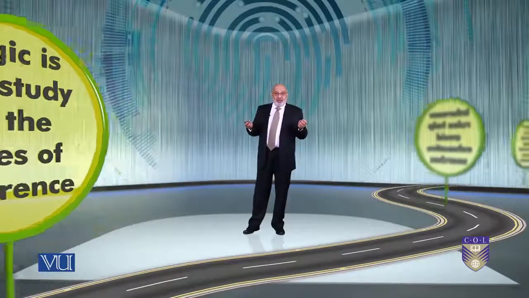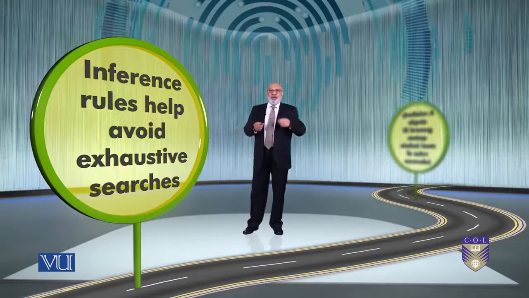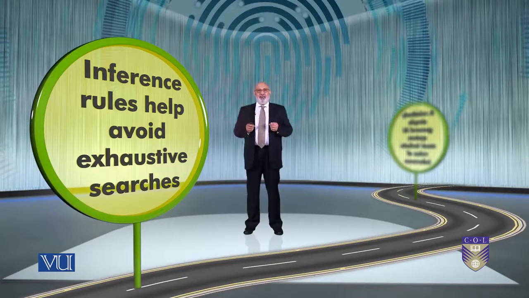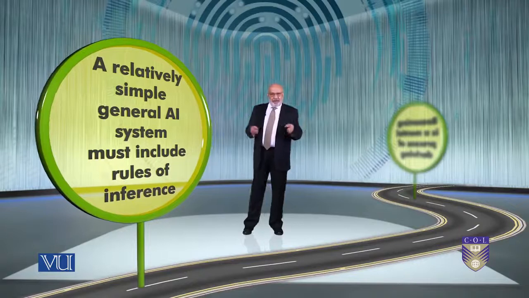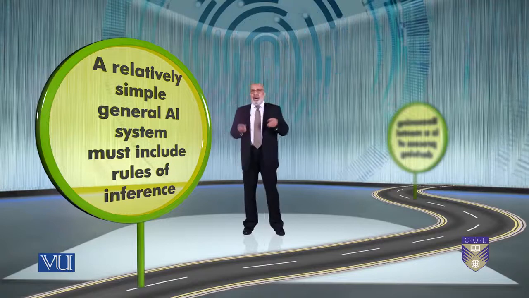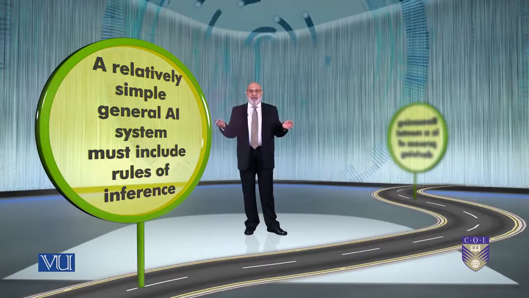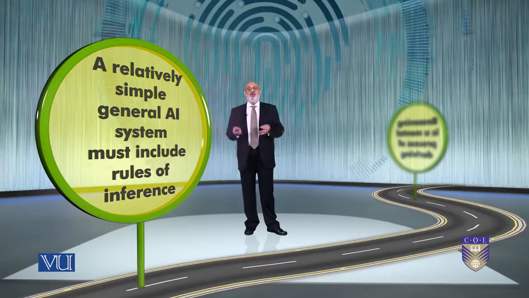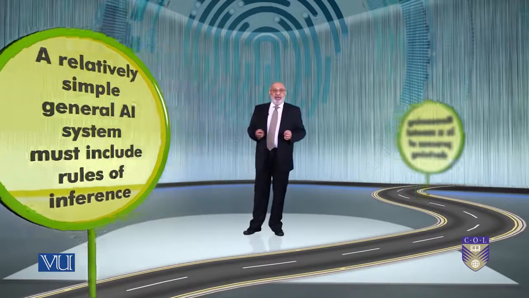What we need to do, and this was a realization that occurred over a period of time, is that inference rules help avoid exhaustive searches. Otherwise, the computer we're trying to automate will never be able to come back with a solution. So even a relatively simple general AI system must include rules of inference. Otherwise, those problems will become unmanageable exhaustive searches, and you won't be able to come back with a solution within a reasonable amount of time, even with the most capable computer systems.